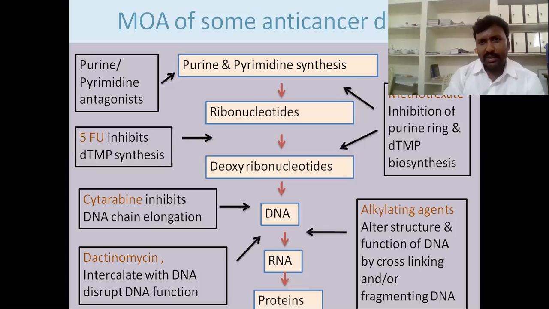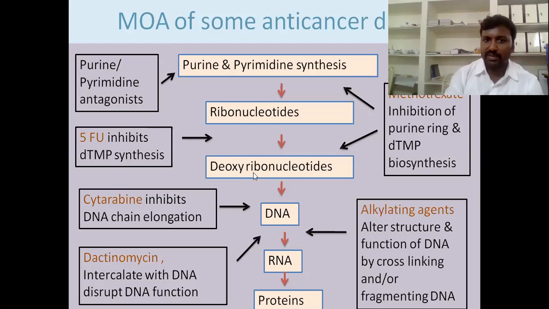Here is the overall mechanism of action of anti-cancer drugs. The purine and pyrimidine antagonists inhibit purine and pyrimidine synthesis. You know the role of purines and pyrimidines: they are very essential for the DNA bases. Next, 5-fluorouracil inhibits the formation of ribonucleotides.